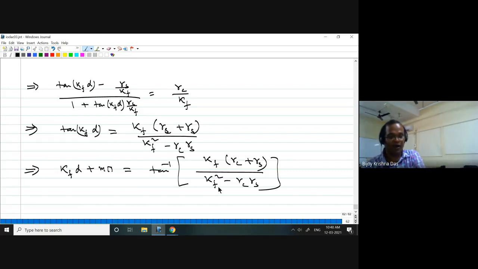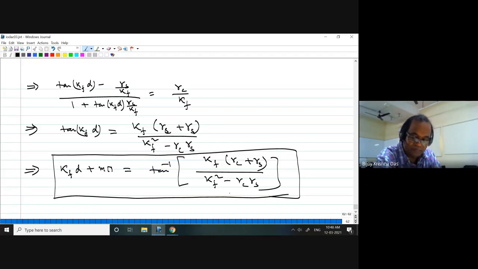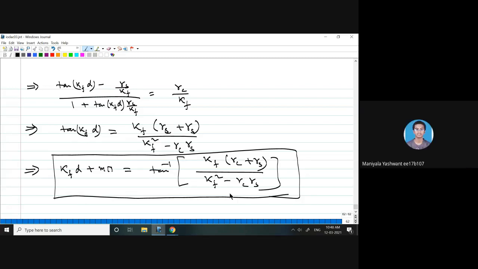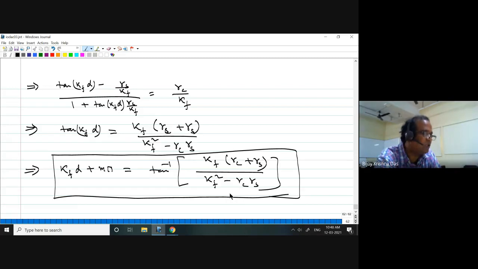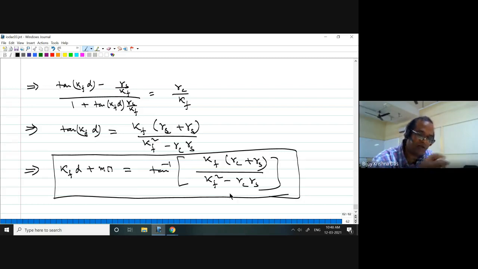Okay, now we came down to a fantastic equation. You know what this is? This equation gives me what? So in this equation, what is unknown? Anyone can tell? D? No, D is given. Thickness. Then M is the mode. That M can go here according to this tan inverse equation. So M can be 0, 1, an integer.